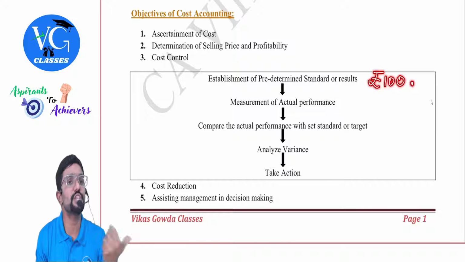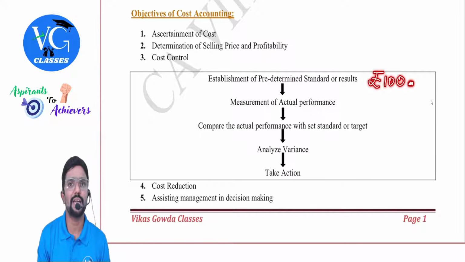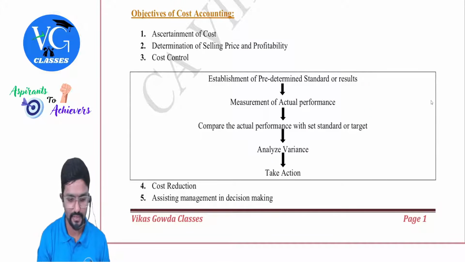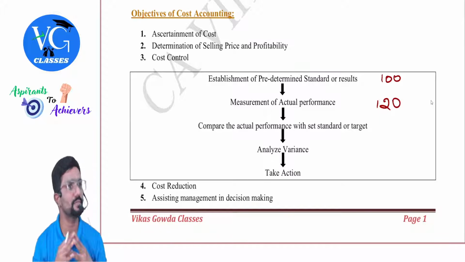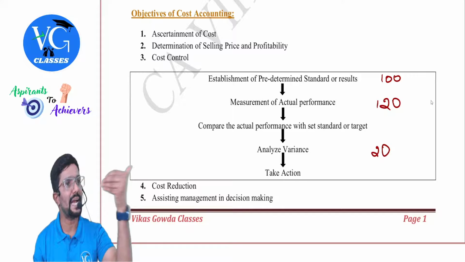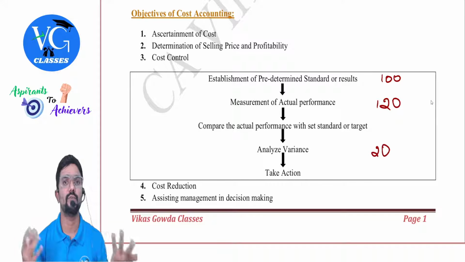Now we will measure the actual performance. Measure the actual performance, sir, means actually work is done. How much cost have I actually incurred? Now assume guys I have incurred 120 rupees. 100 rupees is what I was supposed to incur, but I have actually incurred 120. 20 more. So what is the variance? Sir, we have got 20. When I compare standard with actual, we got a variance of how much? 20. Now we will analyze what is the reason for it.